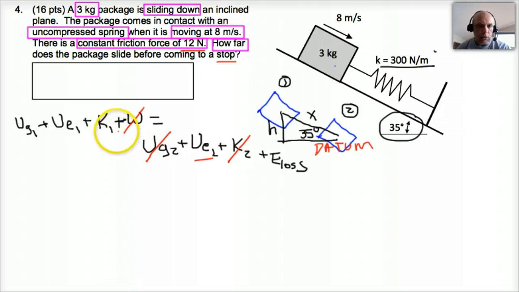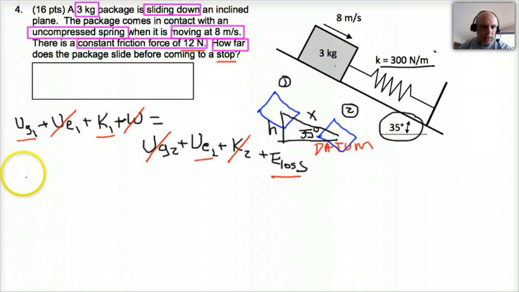No external forces other than the load, so no work. It does have an initial kinetic energy. The spring is uncompressed at the start, so that becomes 0. And we do have a height. So we have 4 non-zero terms.